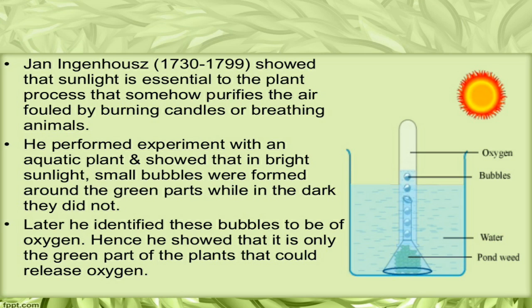In the experiment, a hydrilla plant is kept inside the funnel, which is placed in a beaker filled with water. Under the sunlight, the plant performs photosynthesis and releases oxygen, and that is accumulated at the top of the test tube.